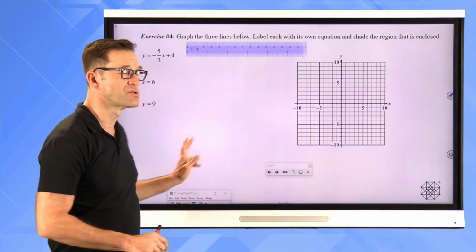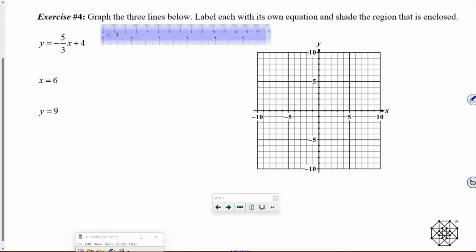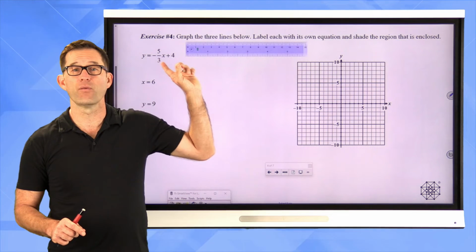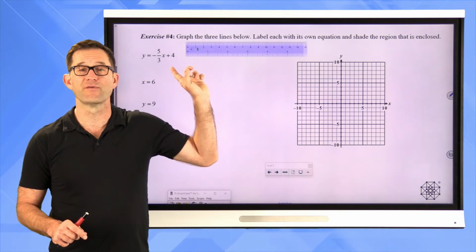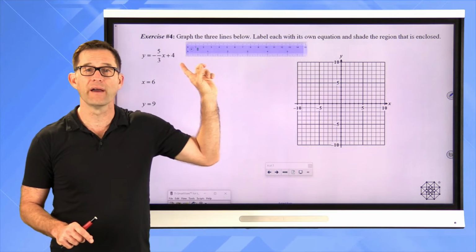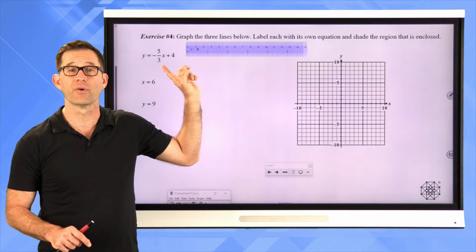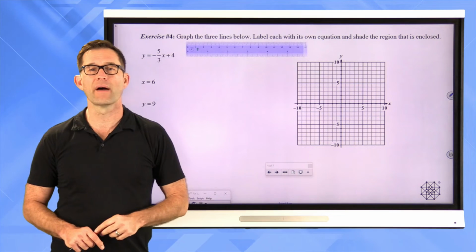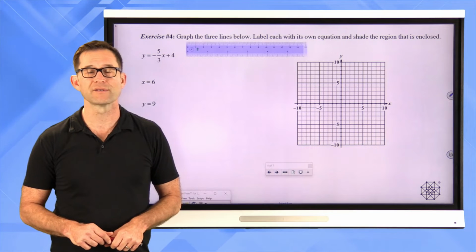So let's take a look at exercise number 4. Graph the 3 lines below. Label each with its own equation and shade the region that is enclosed. All right. Well, you should have a sense, especially for how to graph y equals negative 5/3 x plus 4. Why don't you pause the video now and go ahead and graph that slanted line using its slope of negative 5/3 and its y-intercept of 4, and then we'll come back and together we'll graph those vertical and horizontal lines.